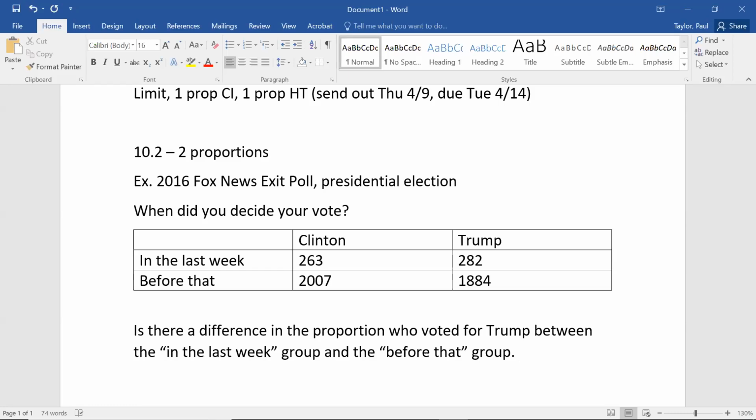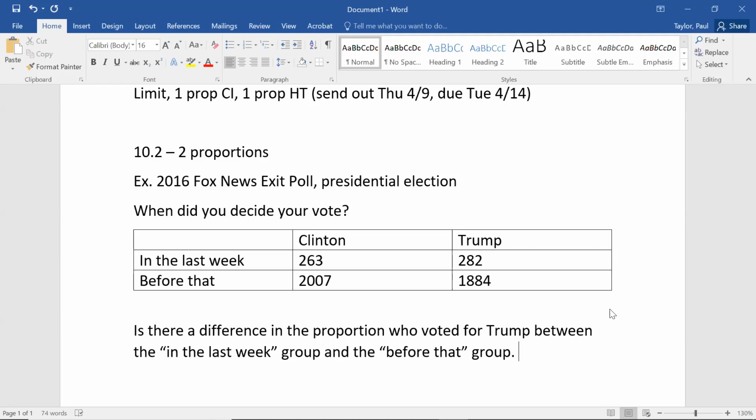Remember, all of this stuff could be down to luck. This is a pretty big sample. It has over 4,000 people in it. That's pretty big, so probably it's true, but those numbers are pretty close together. Trump has a slight edge in the last week group, and Clinton has a slight edge in the before that group. There's not that much difference.